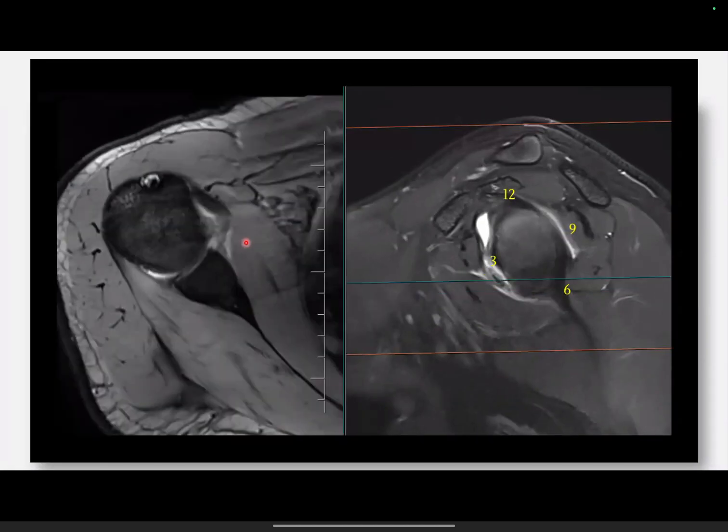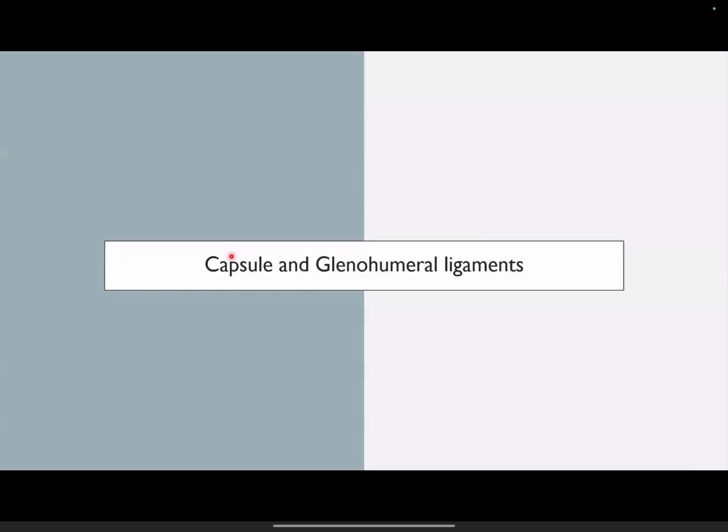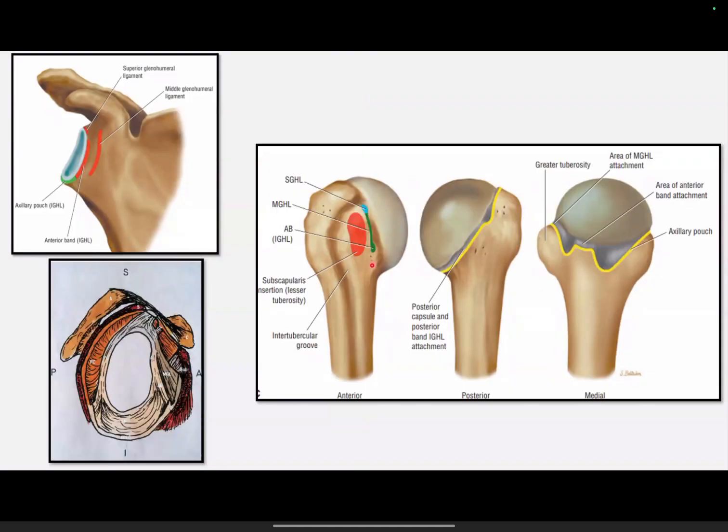So this was all about glenoid labrum and tear. Next we'll discuss the joint capsule and glenohumeral ligaments. We will not be able to differentiate all those ligaments from the joint capsule because they are all merged and form the capsuloligamentous complex. You can see these are the superior glenohumeral ligament, this is middle glenohumeral ligament, this is inferior glenohumeral ligament, and this is posterior joint capsule.